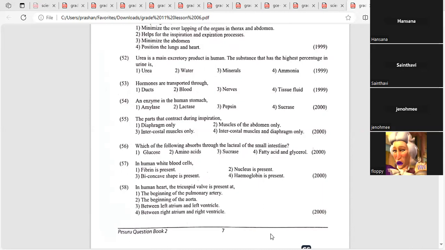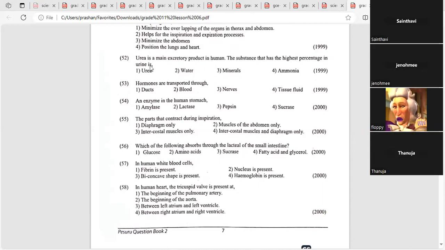We discussed the digestive system, respiratory system, excretory system, circulatory system, lymphatic system, and nervous system. We remind the special things we discussed.